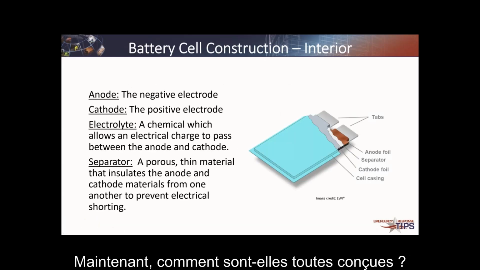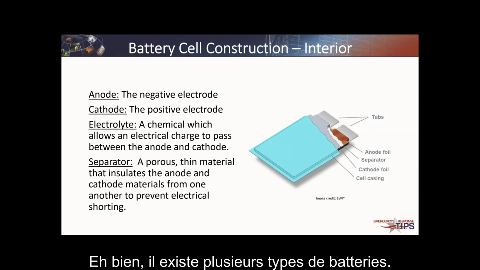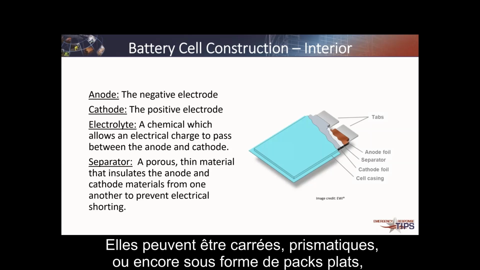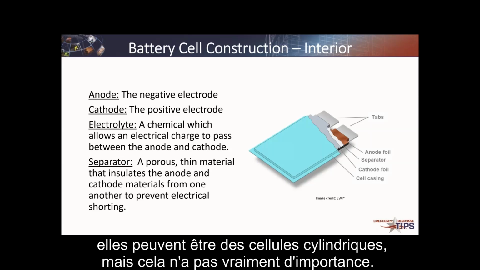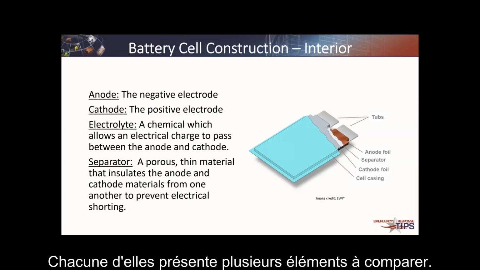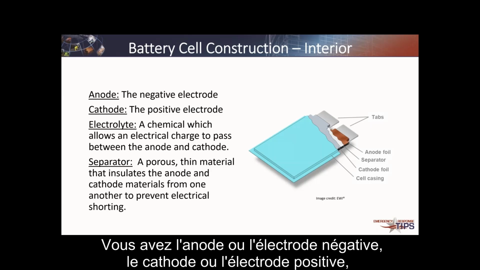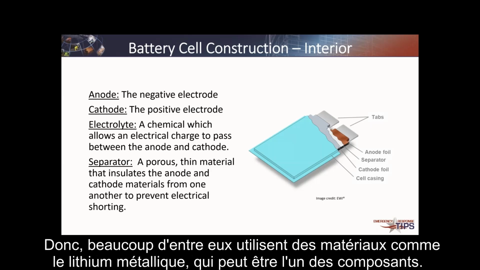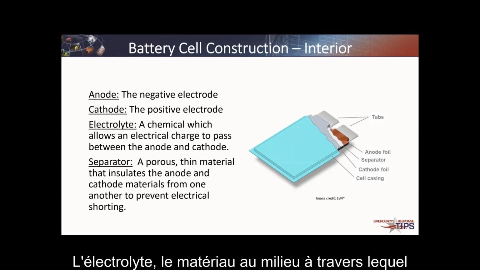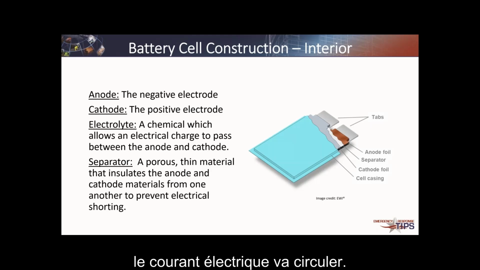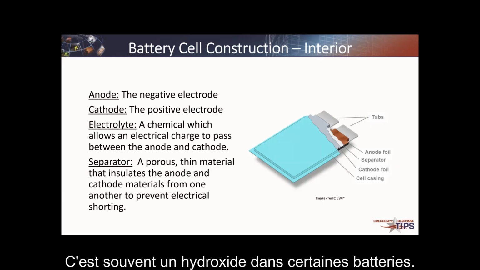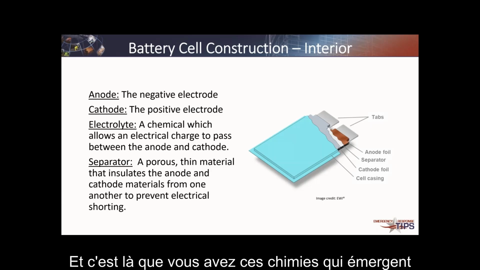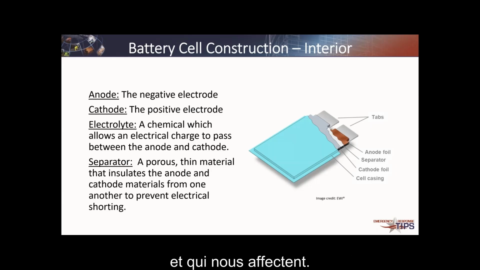Now, how are they all designed? Well, there are several different looks to batteries. They can be squares, prisms, flat packs, or cylindrical cells, but it doesn't really matter what they're shaped like. Every one of them has a few different things to compare. You've got the anode, or the negative electrode, and the cathode, or positive electrode. Those generally have different materials of interest. A lot of those have things like lithium metal, for example. Then the electrolyte, the material in the middle through which the electrical current is going to pass. That is oftentimes a hydroxide with some of the batteries. And so this is where you have these chemistries that are coming up and are affecting us.